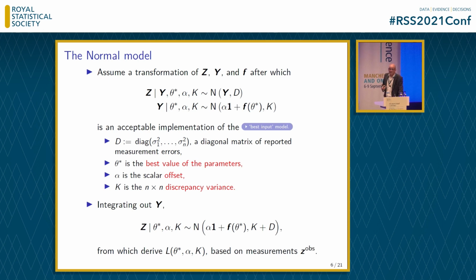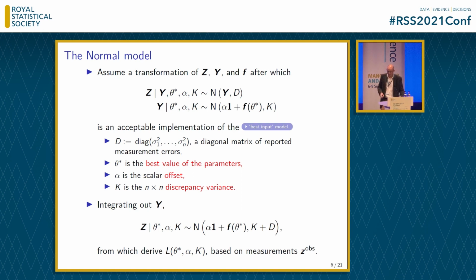Now, if you start with this model and you integrate out the thing that you don't know, which is y, you can create a likelihood function using the observed values of the system output, z-obs. And that likelihood function is going to have 3 sets of parameters in it. There's the theta star, that is the best setting of the parameters, which you don't know. There's the alpha, which is the vertical offset, which you don't know. And there's the discrepancy variance, big K, which you don't know.